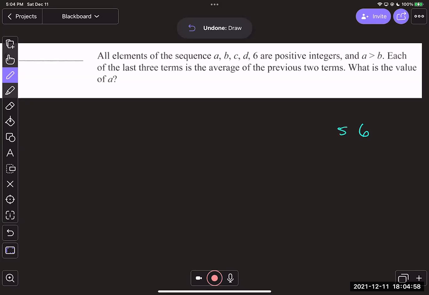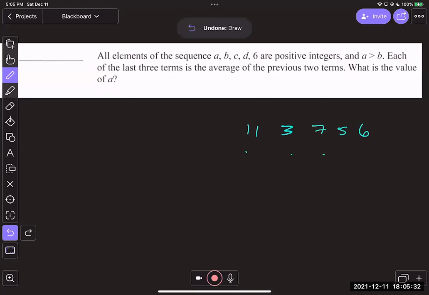I need this number to be 5, this number to be 7. What 2 numbers give me an average of 5? This is going to be 3, right? So 3 and 7 average up to be 5. And then 11 and 3 average to be 7. So this works out: 11, 3, 7, 5, 6. These are the 4 numbers that I don't have.